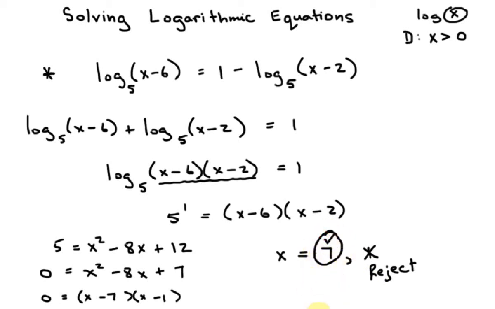All right, I have one more example to show you. And I'll just delete this page here. So in my second and final example of solving logarithmic equations, we have this. Log of x base 2 equals 2 plus 1/2 times log base 2 of x minus 3.